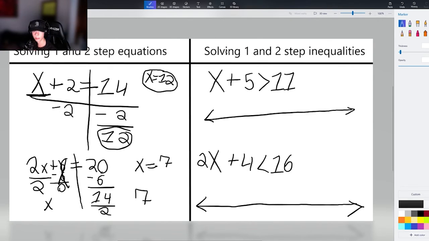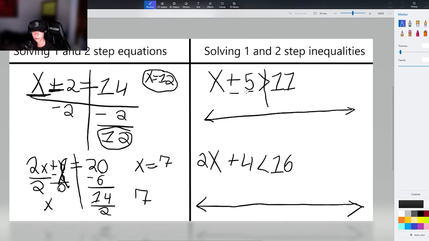Now for solving one and two step inequalities. So a one step inequality is essentially the same thing as equations. You want to do the opposite also. I forgot to mention this. So for these, you want to do the opposite of whatever the operation is. So if that was times 2, you divide by 2, and so on and so forth. If it's an add, you minus. If it's a minus, you add.